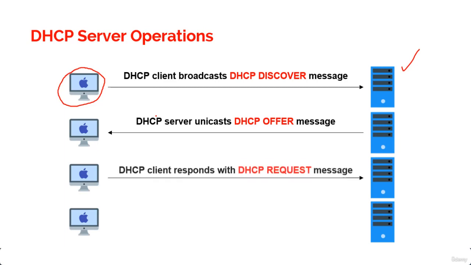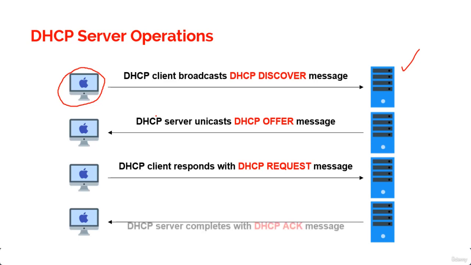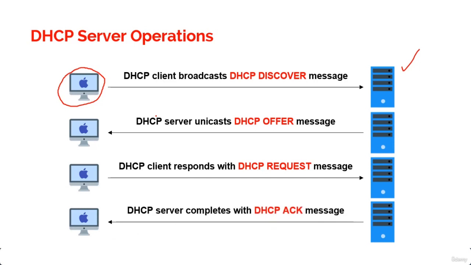Now your host, the DHCP client, responds with the DHCP request message. It says, okay, I would like to have this IP address, so please give me this IP address. And finally, the DHCP server completes with the DHCP acknowledgement message. After this step is done, your PC will finally get the IP address. And in this way, the DHCP server actually works.